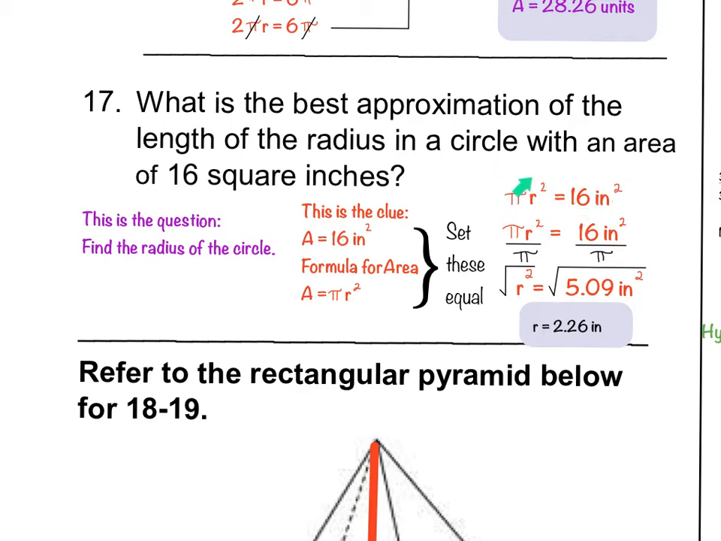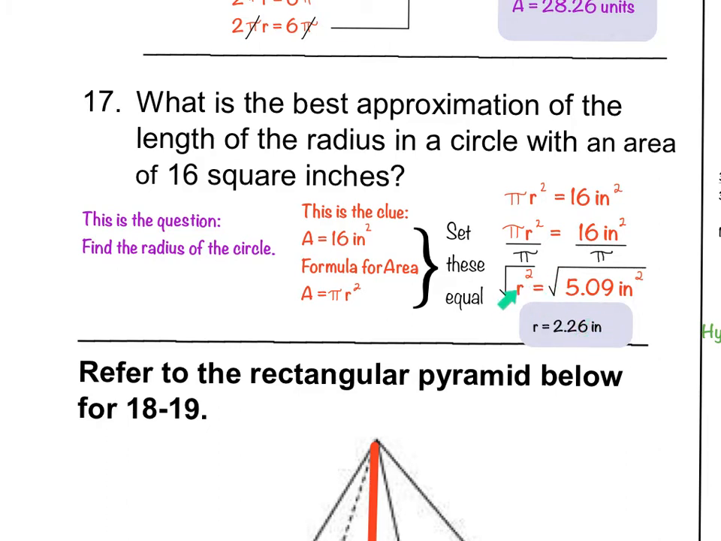Pi is an actual number, so you can divide both sides by pi. If you do this on the calculator, I ended up with 5.09 inches squared. And so if I square rooted both sides, I ended up with a radius of 2.26 inches. Again, it's inches because this was inches squared, and the square root cuts that in half to inches.